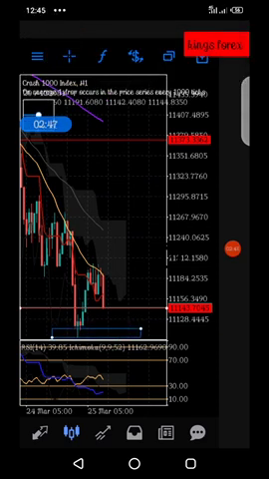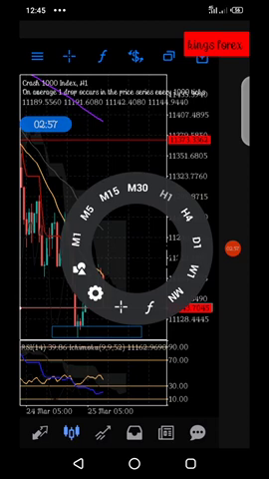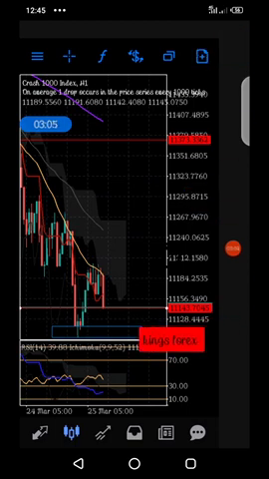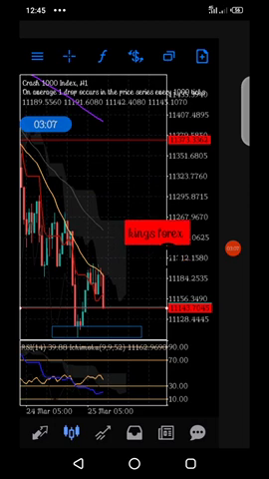So why you set it like this, you will be waiting for the price that is coming down, like this one, to hit this box. Once the price that is coming down hits the box, you do not place the trade yet. Just wait for it to go down.